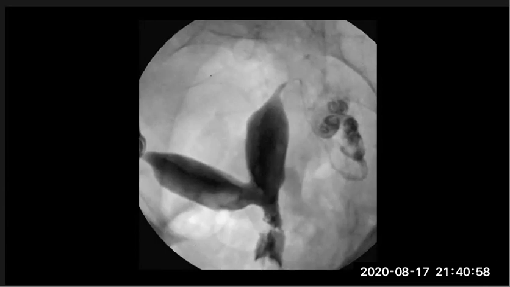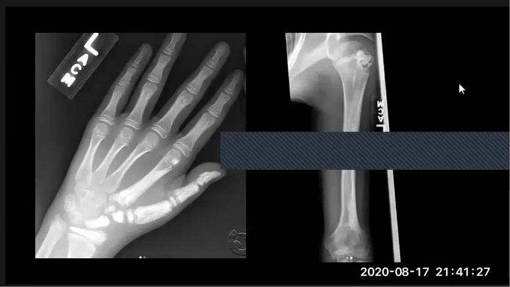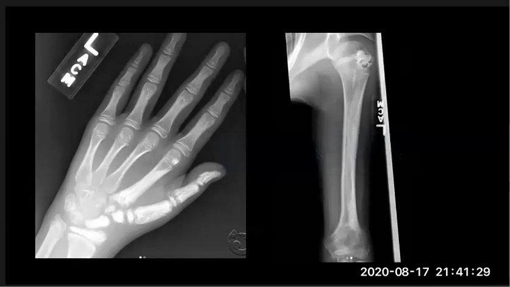Any question for this case? So the next case. Next case, it is also simple. Anyone for the next case?